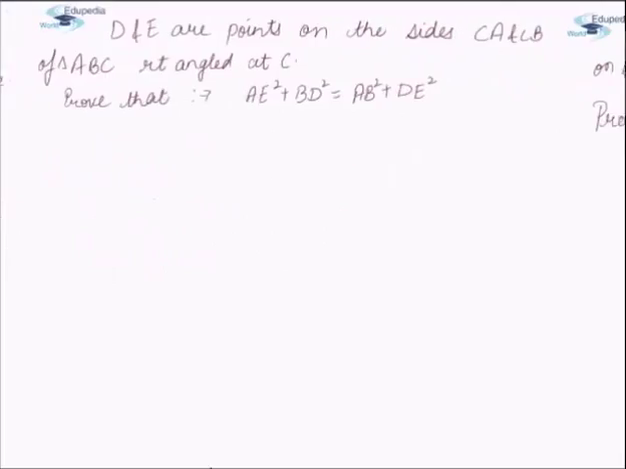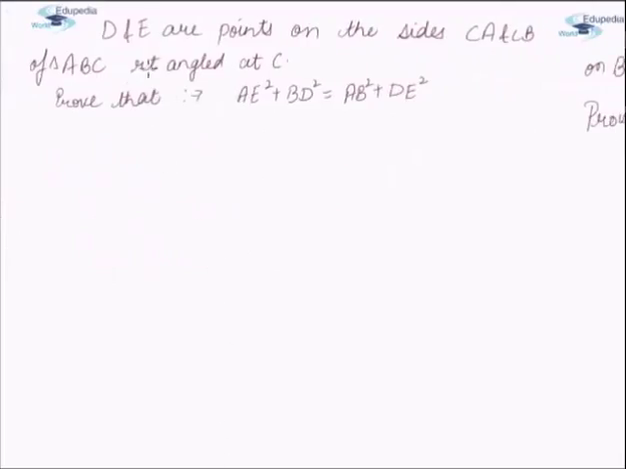Let us have a second question. The question says D and E are points on the sides CA and CB of triangle ABC right angled at C. So we have a triangle ABC which is right angled at C, so the vertex will be C, and D and E are two points on CA and CB. So on CA we have a point D and on CB we have a point E respectively.